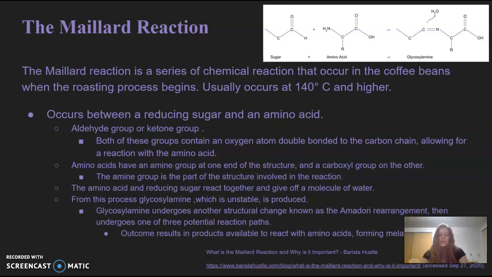And because it is unstable, it has to undergo another structural change called the Amadori rearrangement. And from this, it then undergoes one of three potential reaction paths. The first being it loses more water molecules to become more carbonyl type molecules. It can break down into short chain molecules, and the third way is that it can react again with more amino acids. The outcome results in products available to react with even more amino acids, and this usually forms melanoidins.